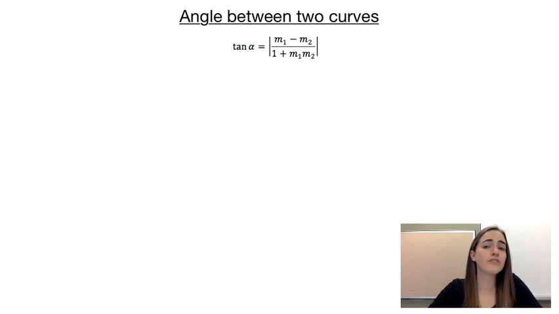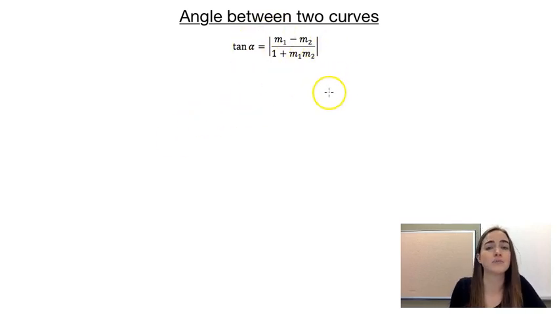In this video, I want to have a look at calculating the angle between two curves. A little while ago, we had a look at calculating the angle between two straight lines, and we had this formula here. If we wanted to find the acute angle between those two straight lines, and we called that angle alpha, then we'd know that tan alpha is equal to the absolute value of m1 minus m2 over 1 plus m1 m2, and m1 and m2 were the gradients of our two straight lines.